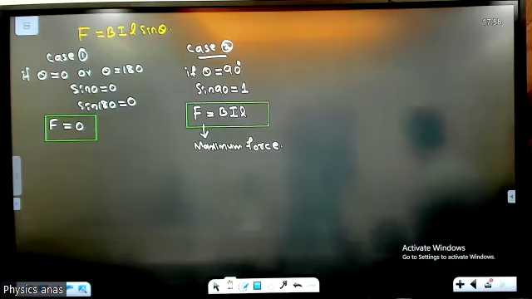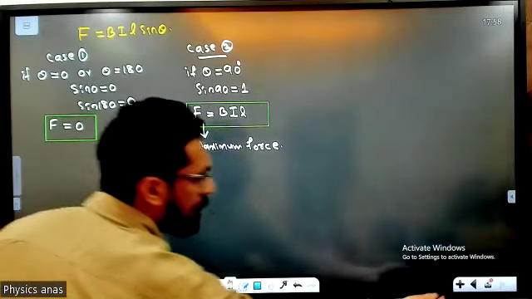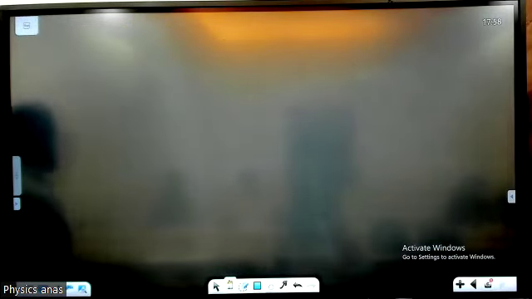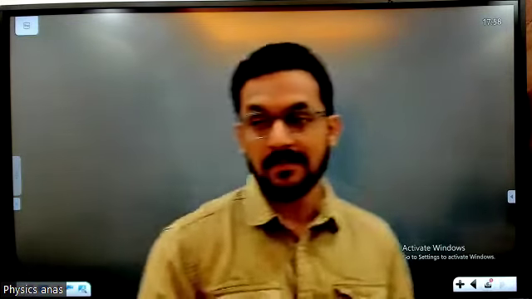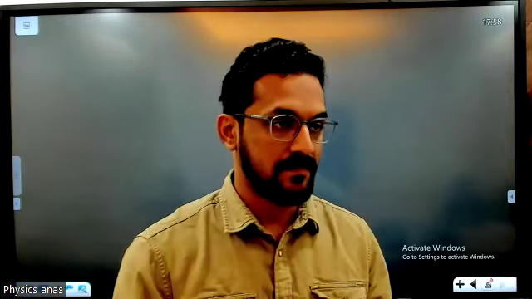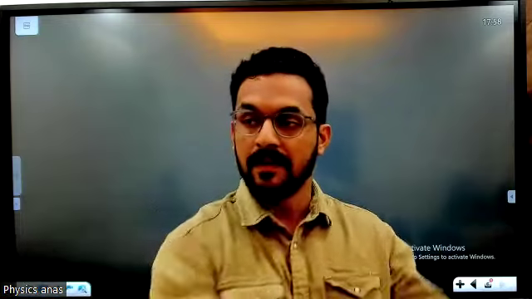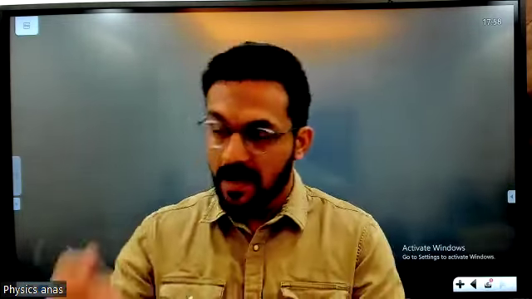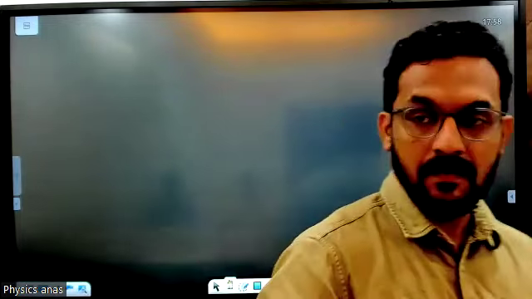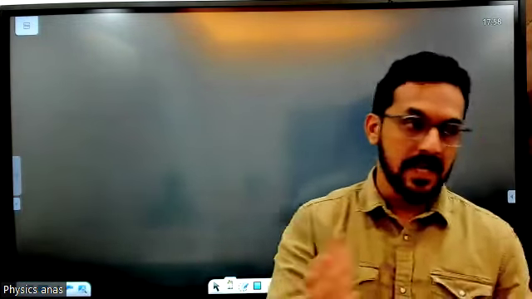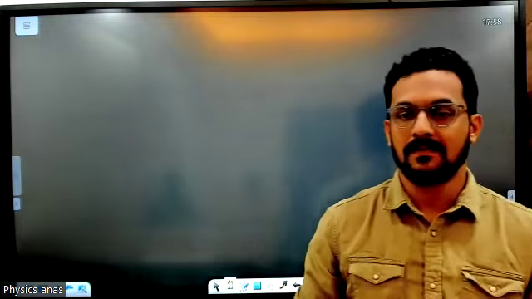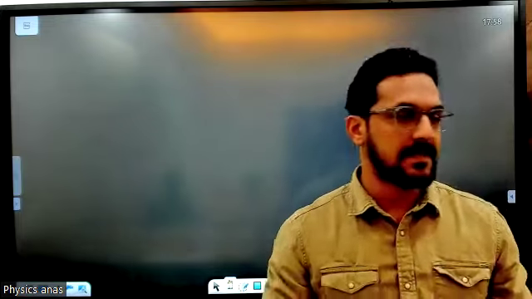Okay, then we have to discuss the next topic, that is moving charge in a magnetic field. The charge is moving through a magnetic field and it is making first 0 degree, then 180 degree, then 90 degree, then an angle. We have to take each case and discuss each case separately.